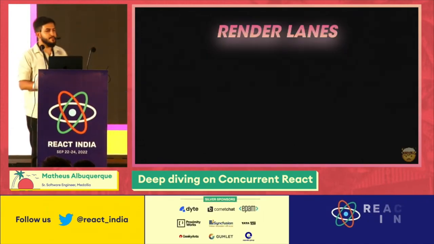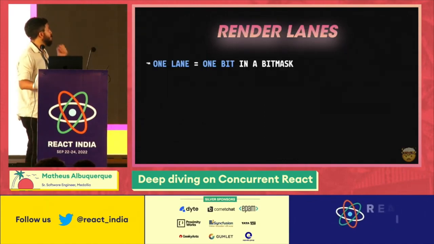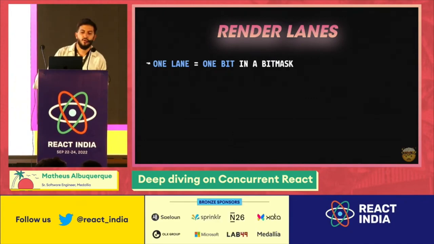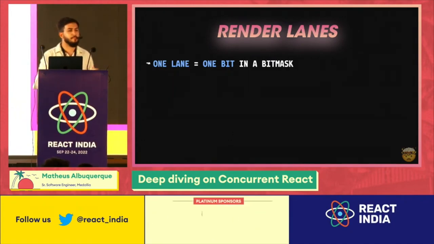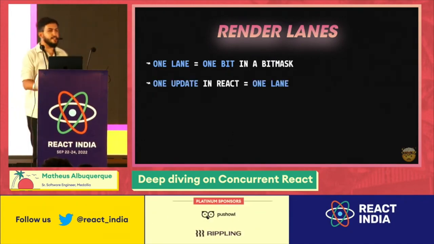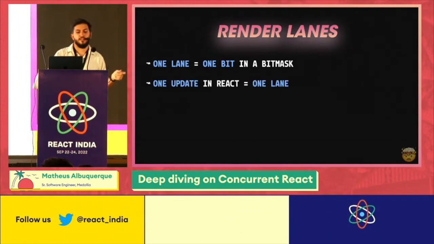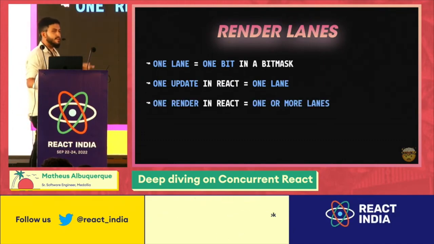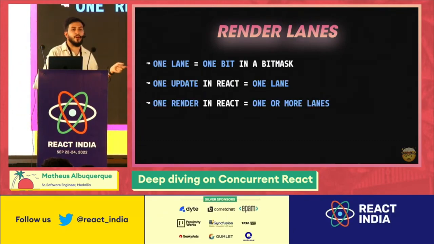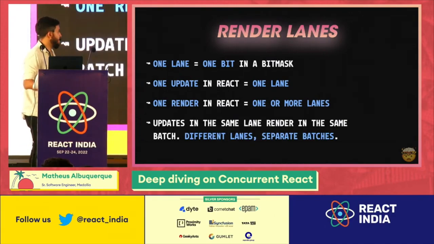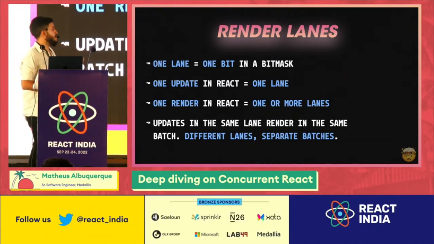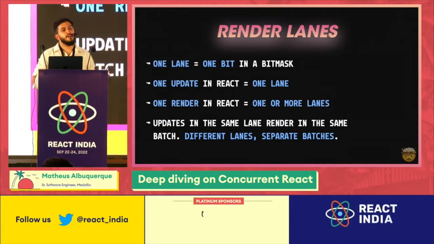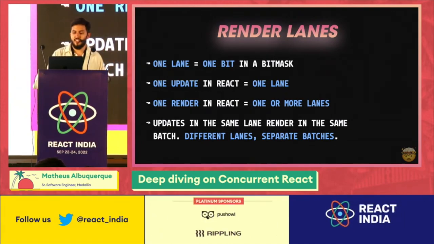And another amazing, mind-blowing thing is render lanes. They're an abstraction built around bit masks. Basically, one lane equals one bit in a bit mask. Each update in React is associated with one of those render lanes. And one render, as opposed to an update, can be associated with one or more lanes. As you might imagine, updates in the same render lane are batched together, and updates in different lanes are batched separately.